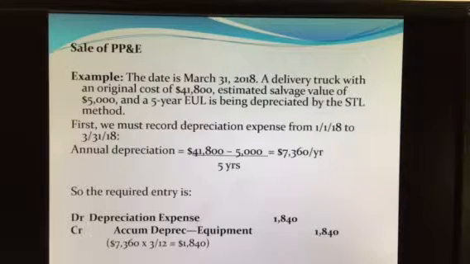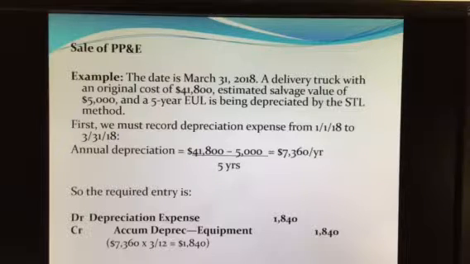Well, first we have to record depreciation expense from the most recent year end, December 31, 2017, up to the date of the sale, that is March 31st, 2018. So to do that, we have to first of all figure out what the annual depreciation amount was, given what we've been told about the original cost, the estimated salvage, the useful life, and the depreciation method, that is straight line. We can here see that it would be $7,360 per year.